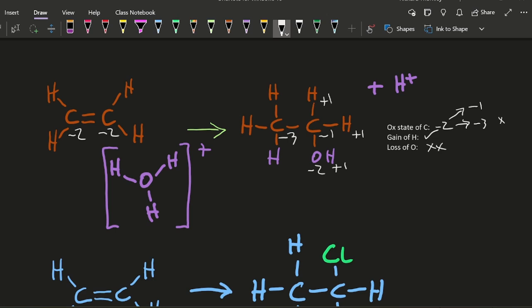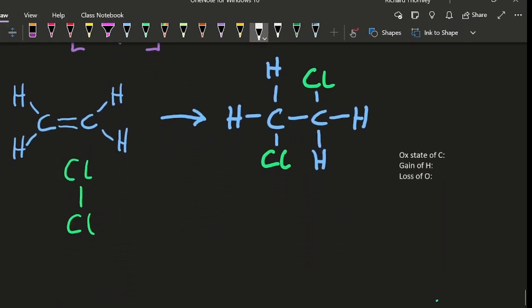This definitely looks like an electrophile, doesn't it? Something that loves electrons. Yeah, it's positive. So there's your electrophile there. So that's electrophilic addition. Again, it's attracted to these electrons, this high density electron rich area in the ethene.